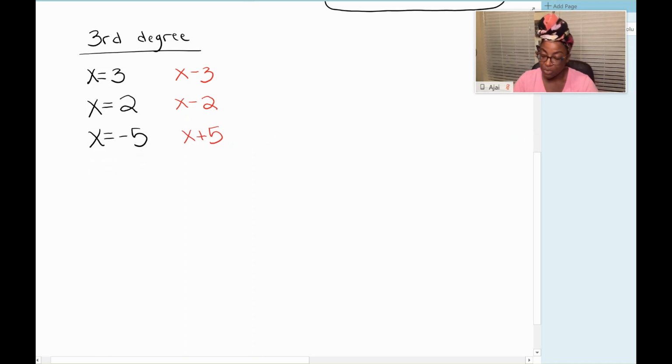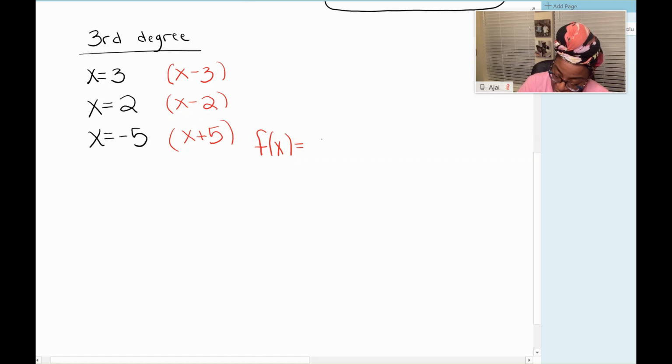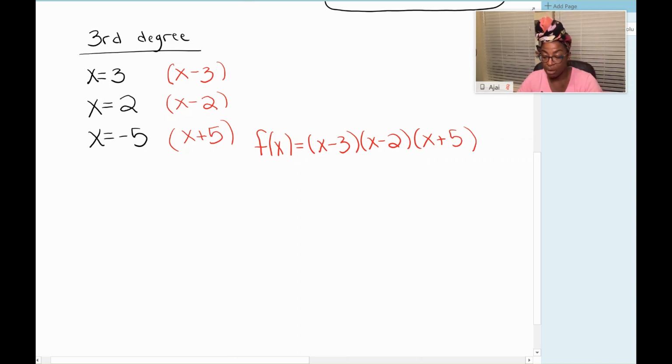Let me clean this up. So I have all of my binomials. Look at them. I got one here. I got one here, one here. I need to find the polynomial that this came from, okay? So what I do is I have f of x equals, I'm going to set each one of these side by side on my function.